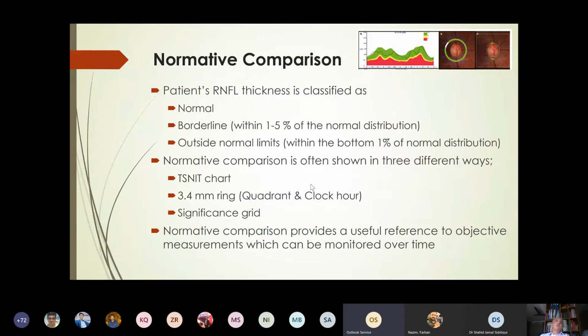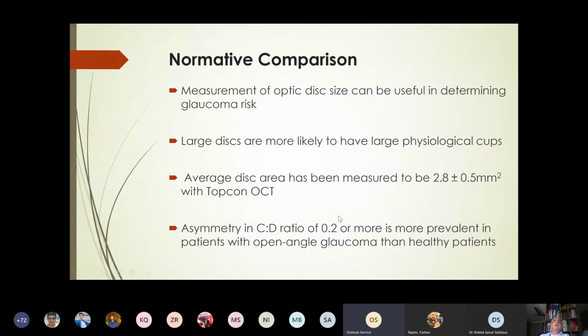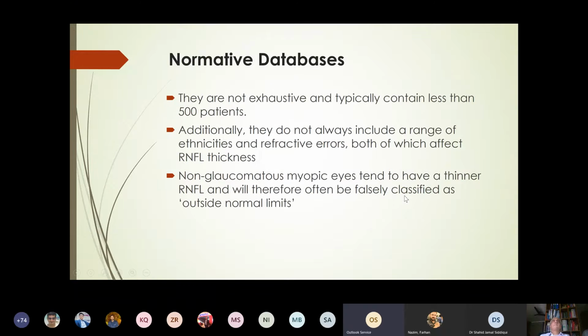So if we go forward, the measurement of optic discs can be useful in determining glaucoma risk. Large discs, if you see them, can have more physiological cups. An average disc area has been calculated to be 2.8 plus or minus 0.5 square millimeters. And asymmetry in the two discs is important, as we all know, in patients with glaucoma. So the next question comes in.